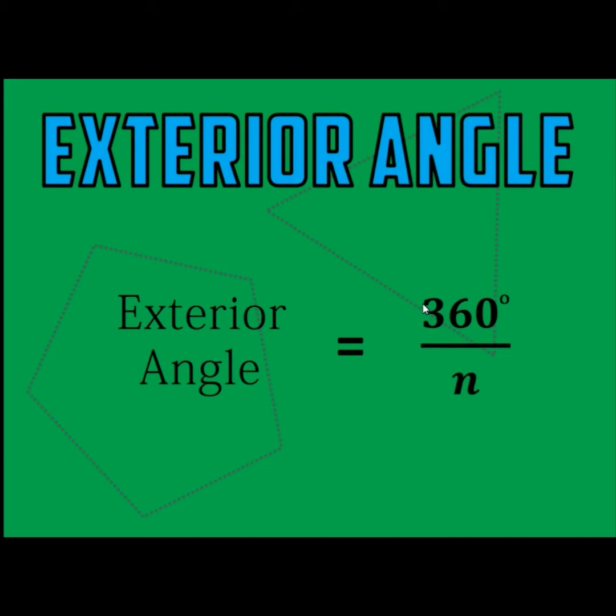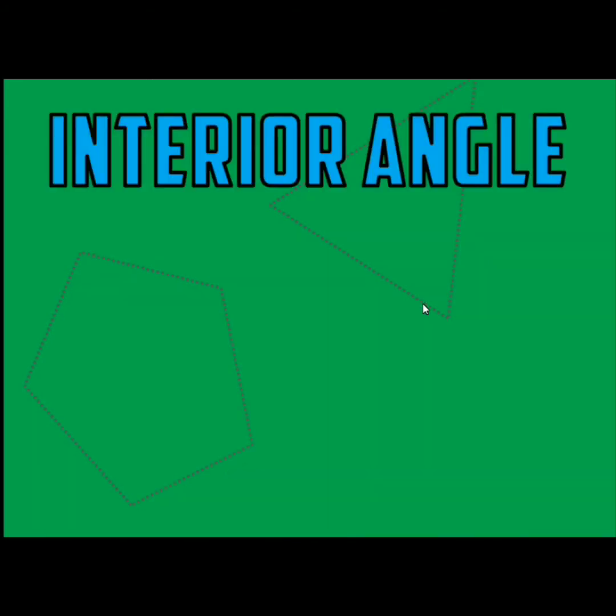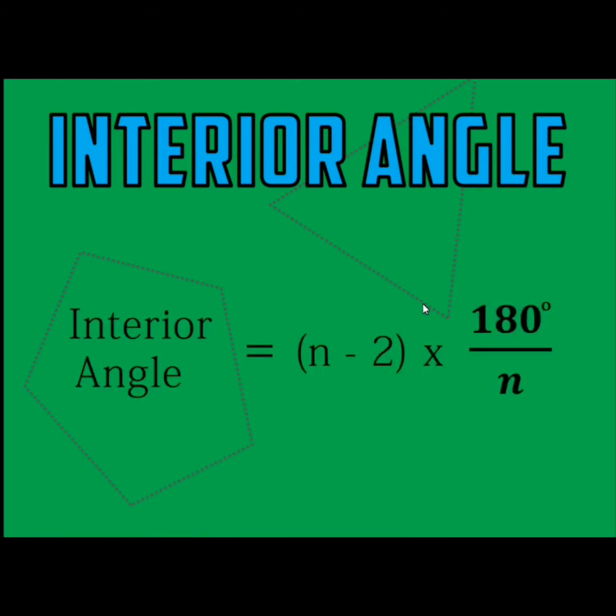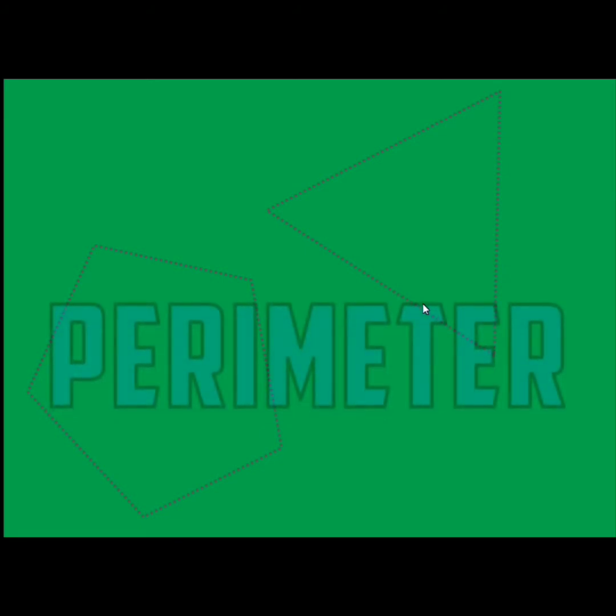Exterior angle has a formula of 360 degrees divided by n, where n is the number of sides of the polygon. That's why it is important to remember the number of sides of a regular polygon because we will use that in most of our formulas today. For interior angle, the formula is quantity n minus 2 times 180 degrees divided by n. Later, we will apply the two formulas on our example.